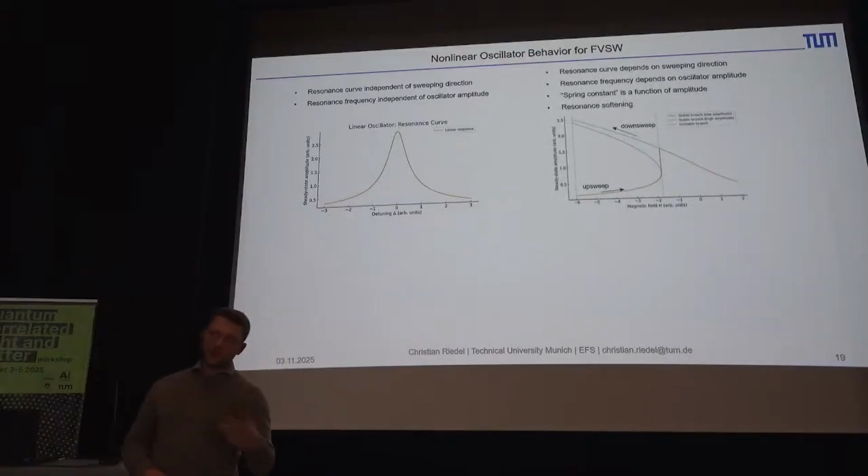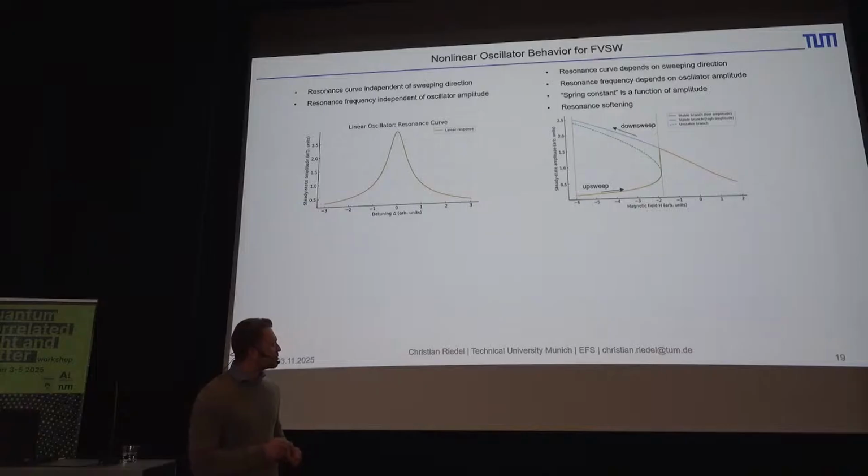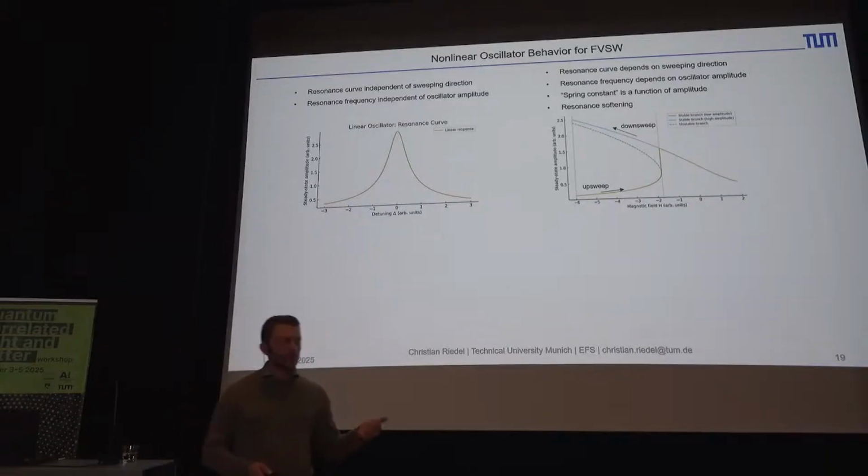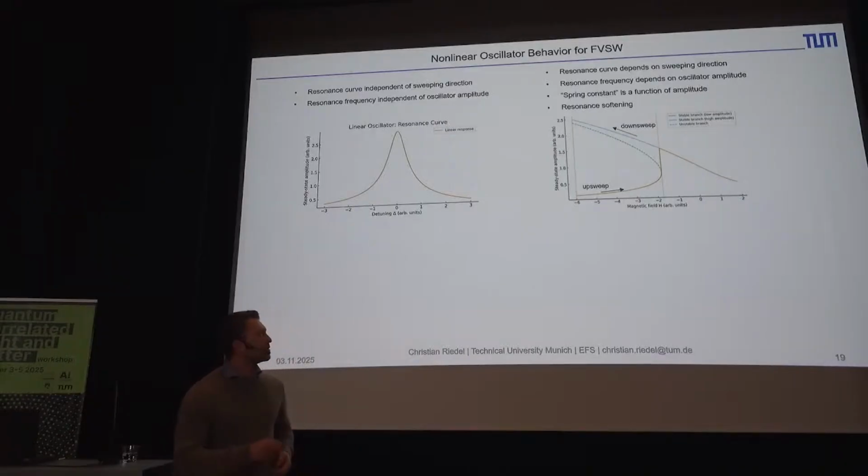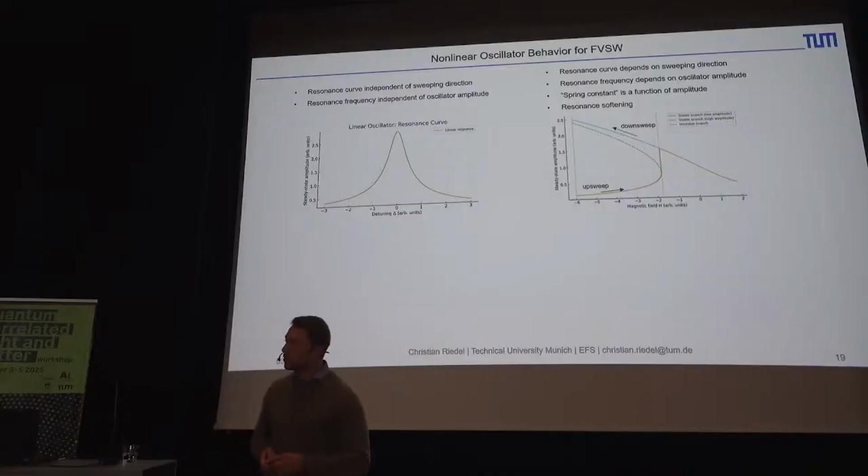However, if you're in the nonlinear regime, it depends strongly on the direction in which you're sweeping your excitation field. In this case, to make it more comparable to our experiments, we use the magnetic field here, where 0 is the magnetic field at which we would hit the resonance. Now there are two different cases: you can have a so-called softening or a so-called hardening of your resonance, meaning that you shift the resonance to higher or to lower values. We will now focus on the softening, meaning that the resonance shifts to lower field values.